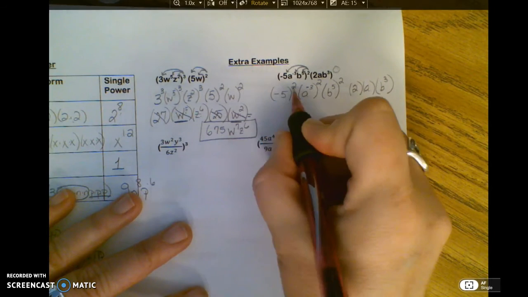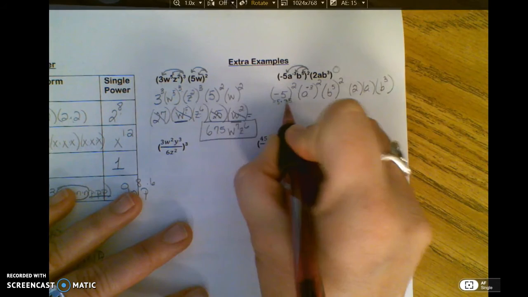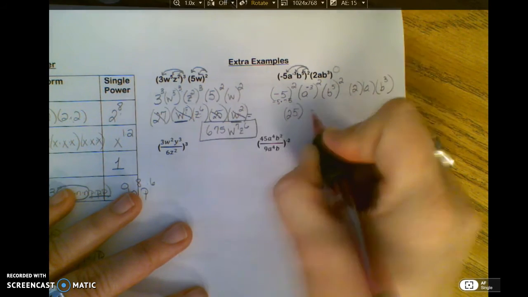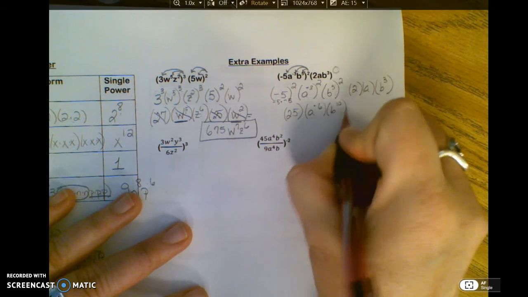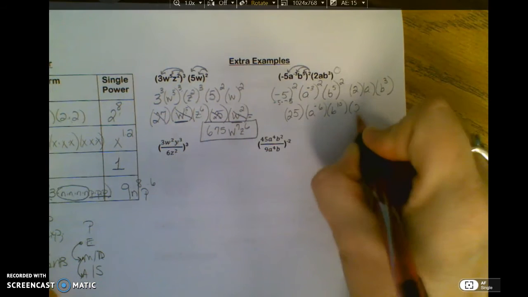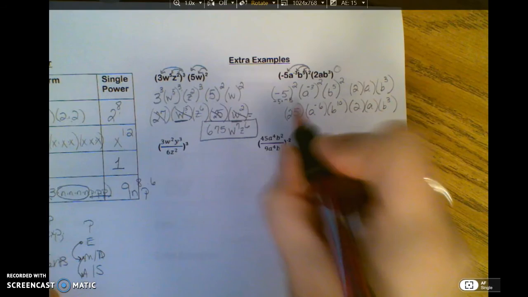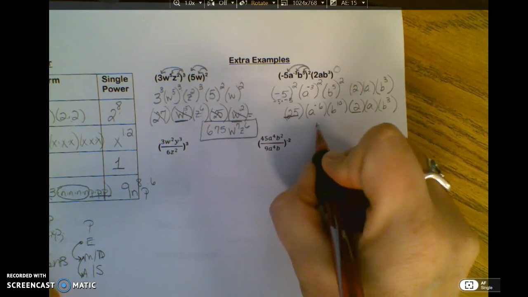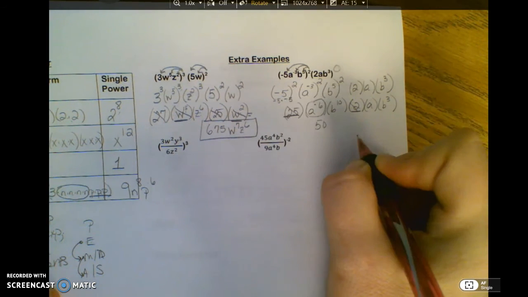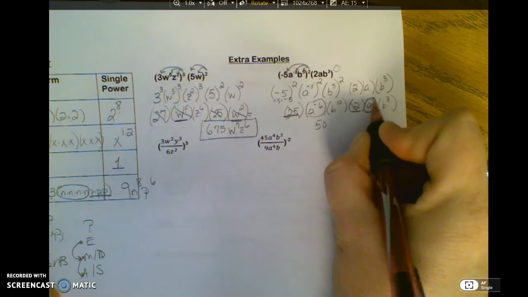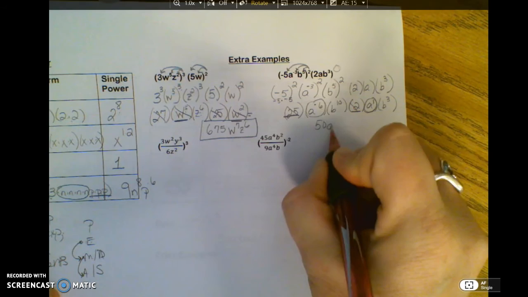Alright, -5 squared means -5 times -5. That is positive 25. This is going to be a to the -6th, multiply, b to the 10th, because I'm multiplying. 2 hasn't changed, a hasn't changed, b cubed hasn't changed. Whole numbers, 25 times 2, that's 50. I've got a to the -6, and I'm supposed to be adding it with a to the 1. -6 plus 1 is a to the -5.